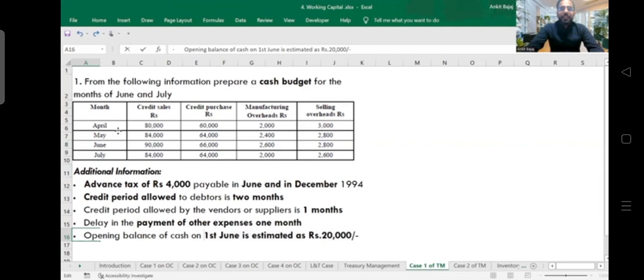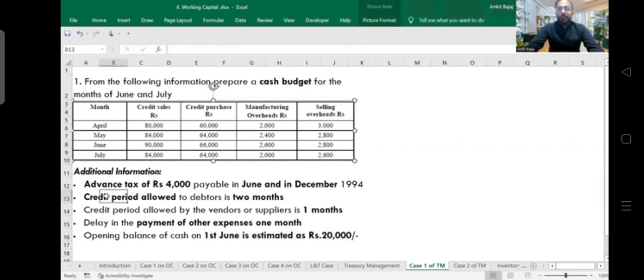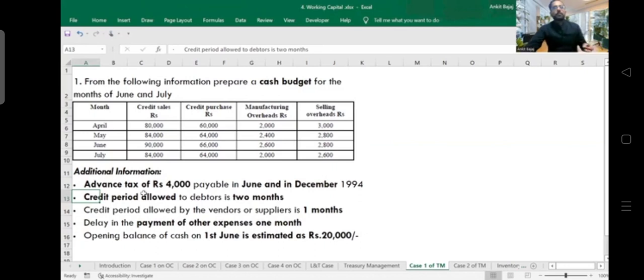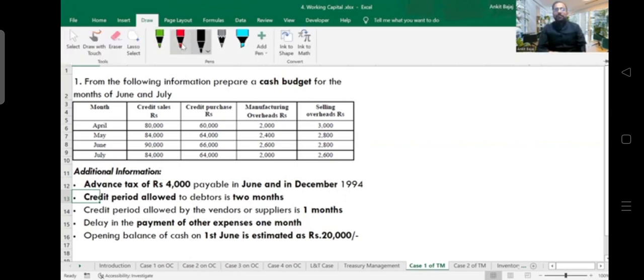Now, what is the question saying? Credit period allowed to debtor is 2 months. What does this line mean? It means receivable days. Here, you have performed credit sales, and debtors will be giving you the money after 2 months.